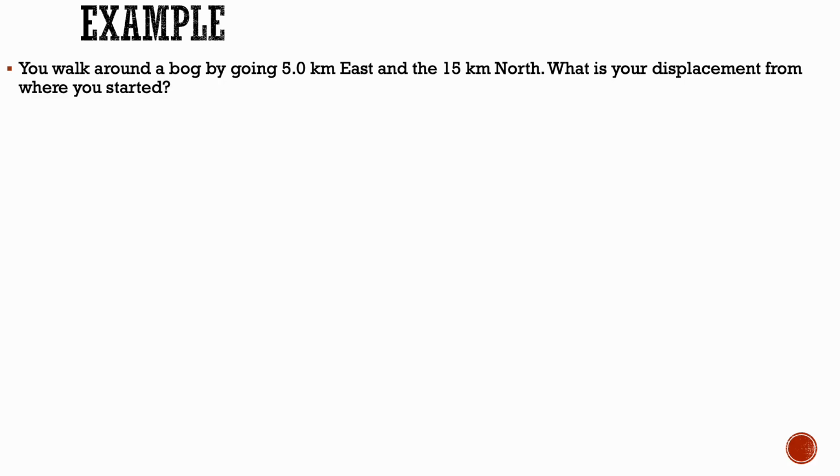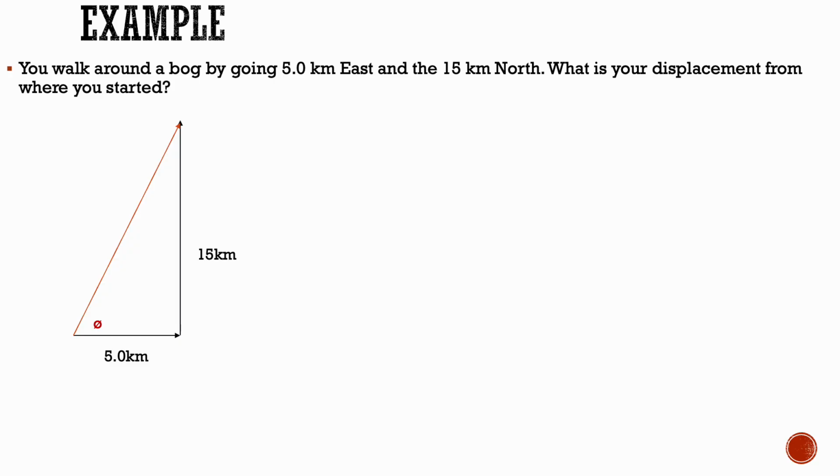You walk around a bog by going 5 kilometers east and then 15 kilometers north. We want to know what your displacement from where you started is. So I've drawn in the first vector they gave us, so 5 kilometers east. And then I'll draw in the next one. Now 15 kilometers north is 3 times the magnitude, so I'd probably try to draw an arrow that's 3 times the length. And then from where we started to where we ended would be our resultant, which I've drawn in red. And we also want to figure out that angle.